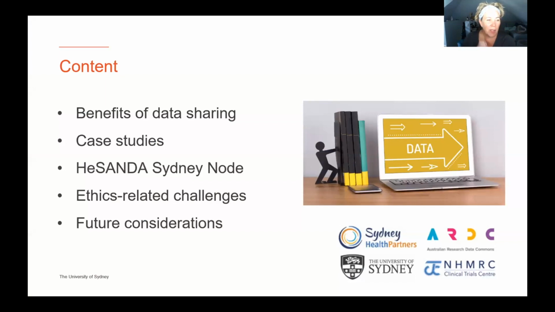So this is the structure of my brief talk today. I want to talk about the benefits of data sharing, a couple of case studies of places where my team have used data because we operate in a data integration environment, a bit about the HSANDA Sydney node, the ethics-related challenges that we faced, and some future considerations on how we can improve things.